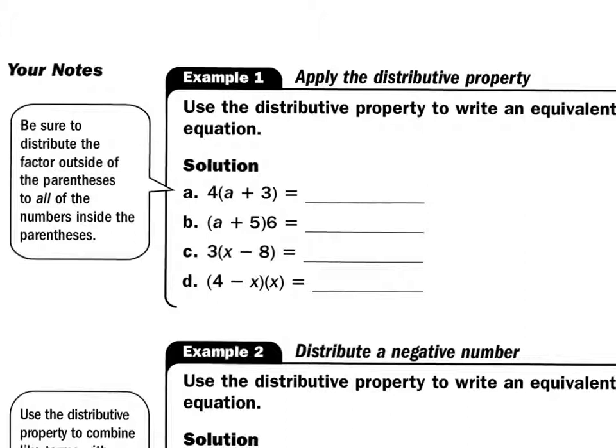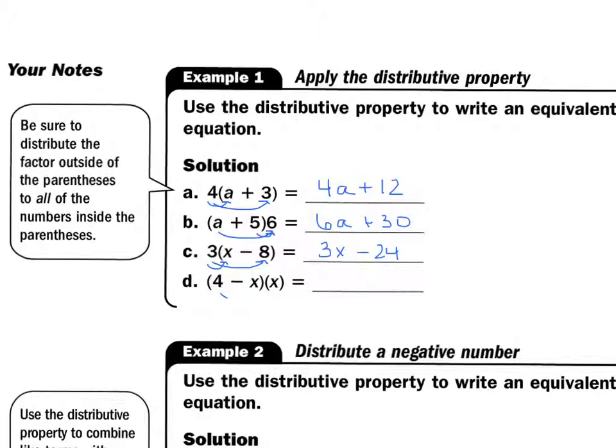So in A, we have 4 times a, which is 4a, plus 4 times 3 is 12. And that has been distributed. That is what our answer will look like. Or we can do a times 6, which I will write as 6a, and 5 times 6 is 30, so plus 30. In C, 3 times x is 3x, and 3 times 8, and that's a minus sign in there, is a minus 24.